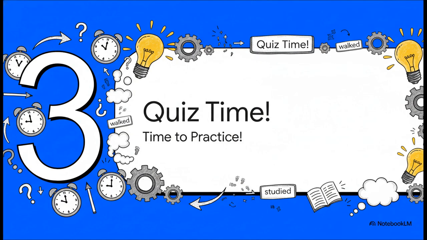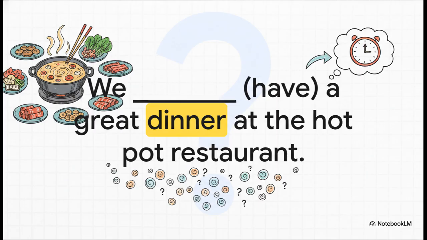Okay, you've seen the rules, you've seen the examples. Now it's your turn. And hey, this isn't a test. Don't worry. It's just a fun little chance to put what you've just learned into action. You ready? Okay, first one. We have a great dinner at the Hot Pot restaurant. So what's the past tense of have? Go on. Think about it for a second.